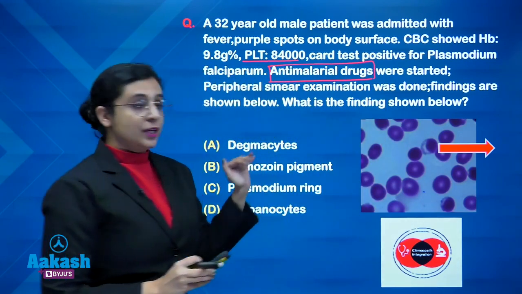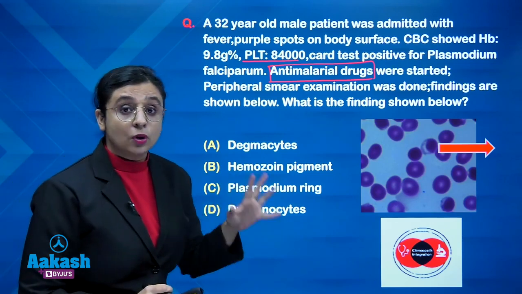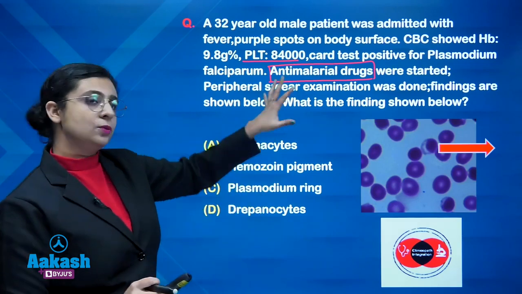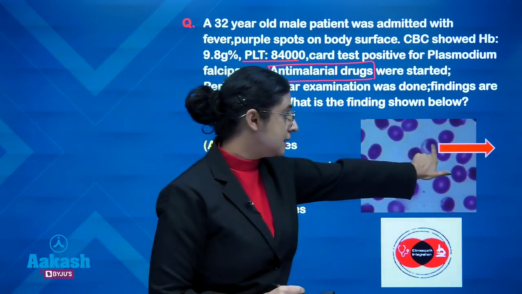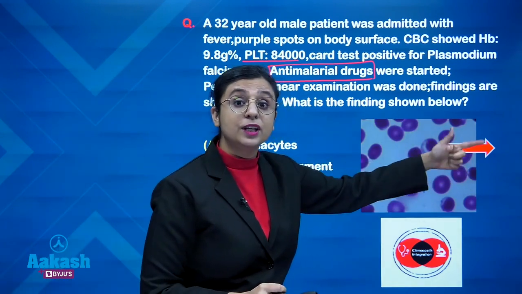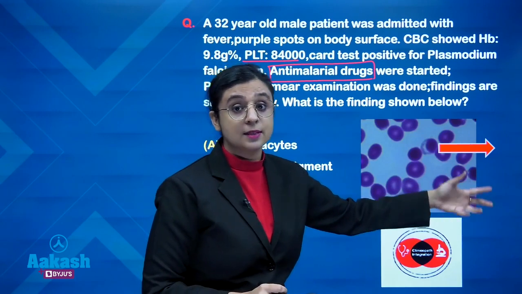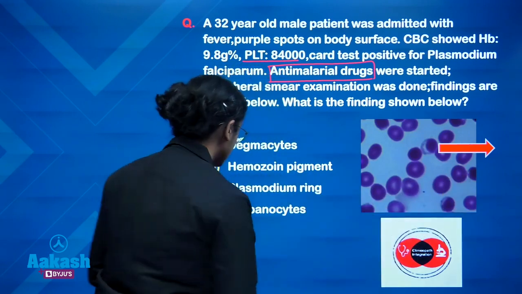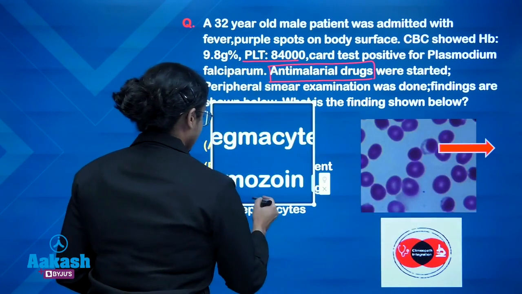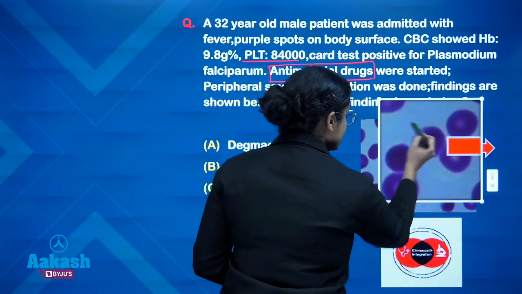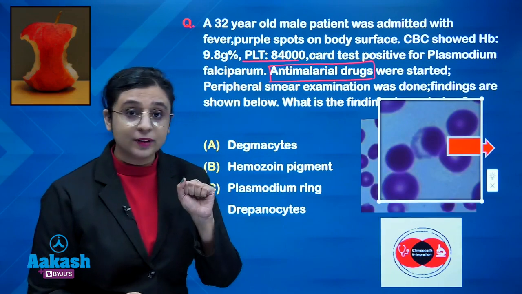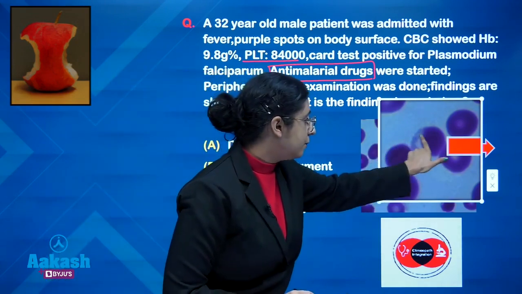Peripheral smear examination was done, and usually you would have thought that they are showing something related to the Plasmodium falciparum infection, but when you look at the RBCs, you see it is actually a variation in the shape of the RBCs. These are actually the bite cells. Why do you call them as bite cells? Let me zoom into the image. Yes, these are the bite cells. It looks as if somebody has taken a bite of an apple, right?